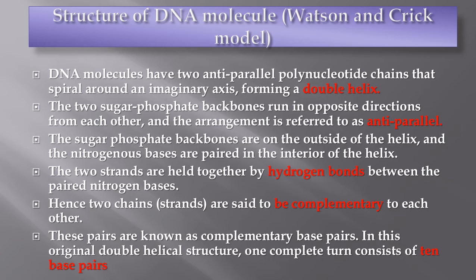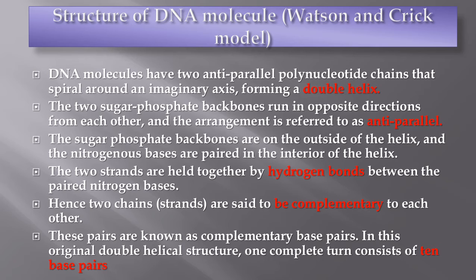So the two strands are said to be complementary to each other, and these pairs are known as complementary base pairs. In this original double helical structure, one complete turn consists of 10 base pairs. We have discussed all that. Remember that it's a double helix.